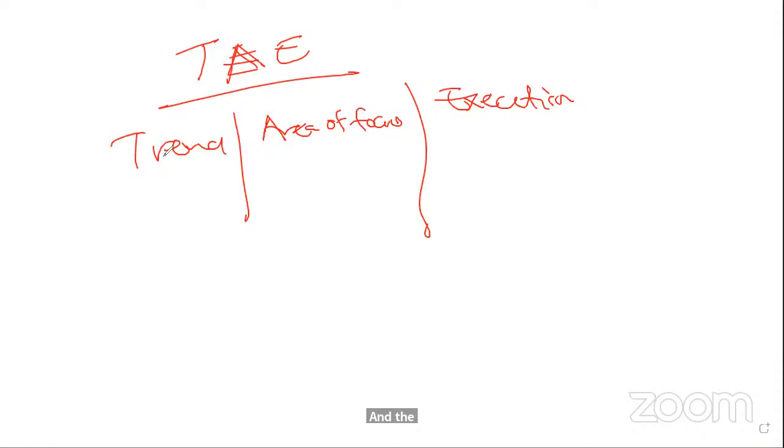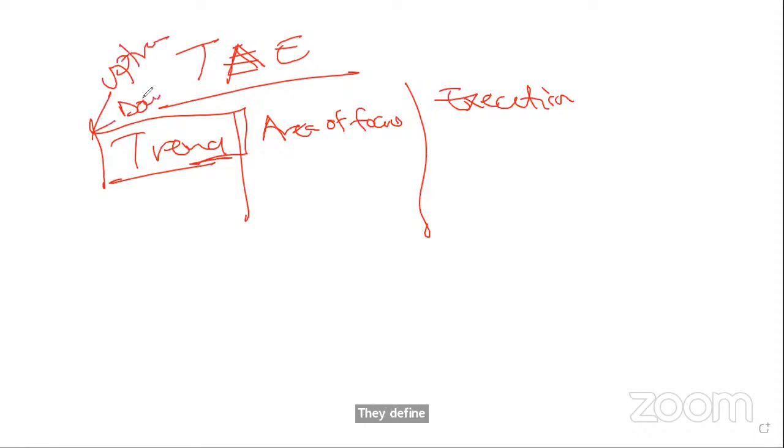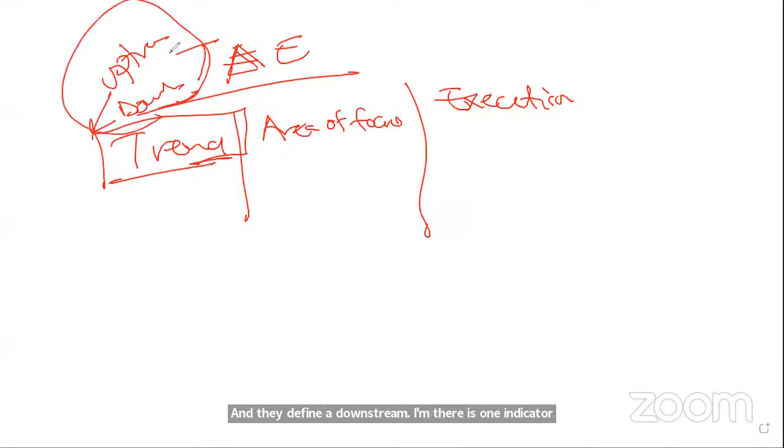We find that these indicators we are going to discuss are too important when it comes to the trend of the market. They define an uptrend and they define a downtrend. And there is one indicator that you can even use as a standalone indicator. I know a friend of mine who's very good at using that indicator, and it makes him a lot of money.